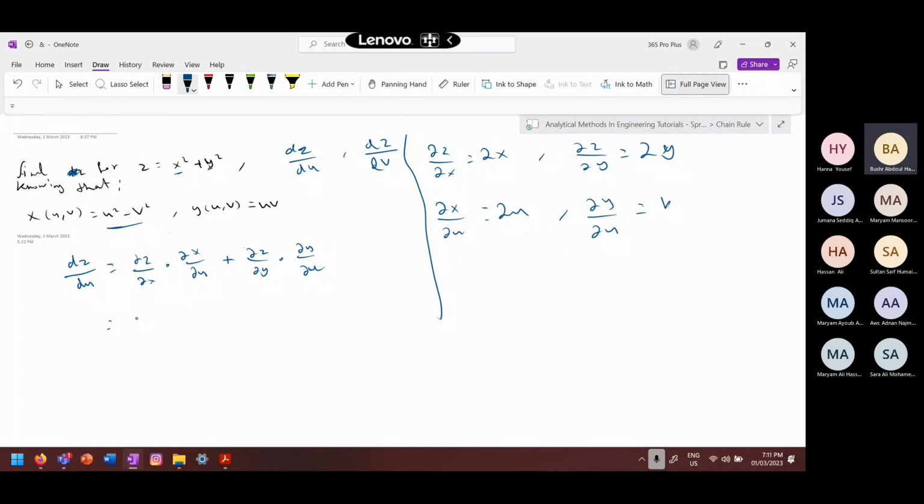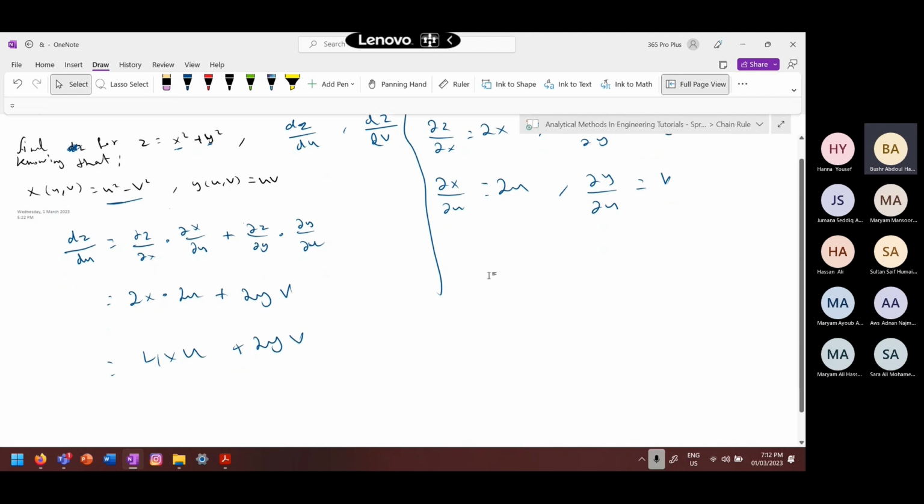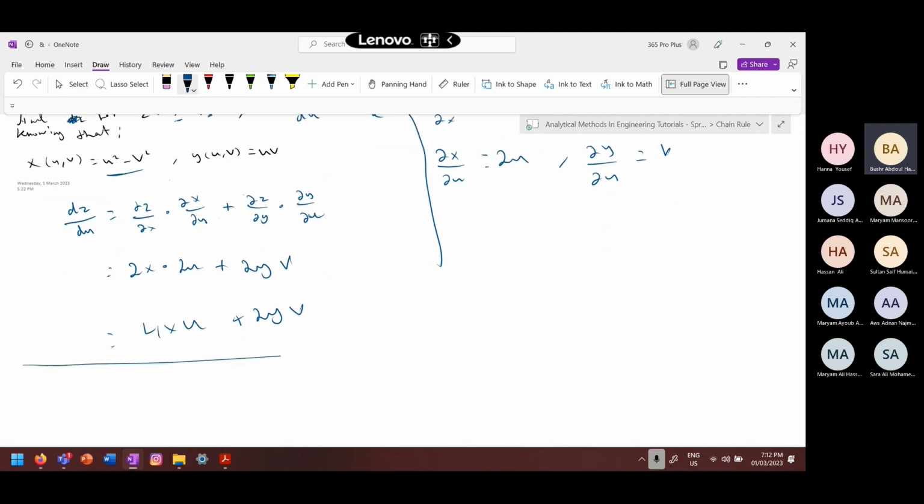Partial z over partial x is equal to 2x multiplied with partial x over partial u, which is equal to 2u, plus partial z over partial y, it's equal to 2y, multiplied with partial y over partial u, it's equal to v. Simplify: 4xu plus 2yv. Now let's do the same for dz dv.